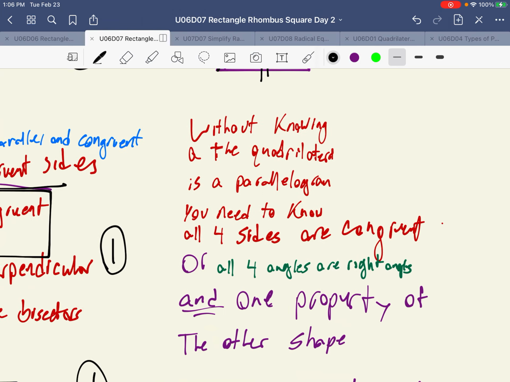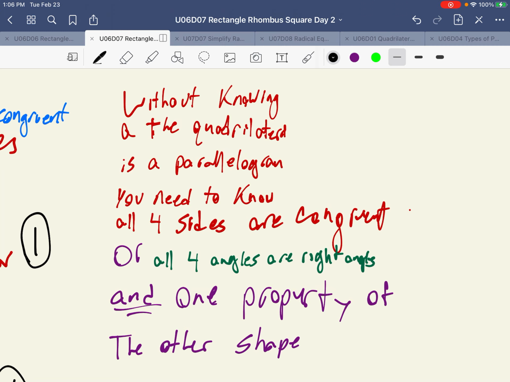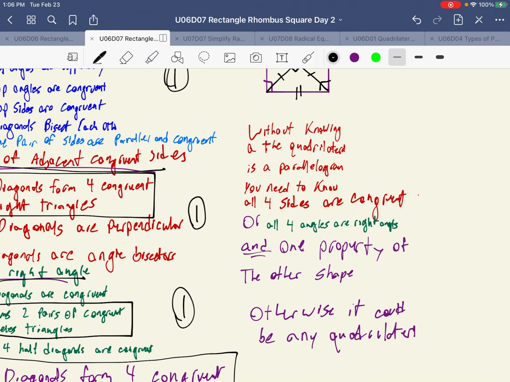Now, in order to show that a quadrilateral is a square, what you could do is show that it has four congruent sides and four congruent angles. If it doesn't have all of those, it could be one of the other shapes.